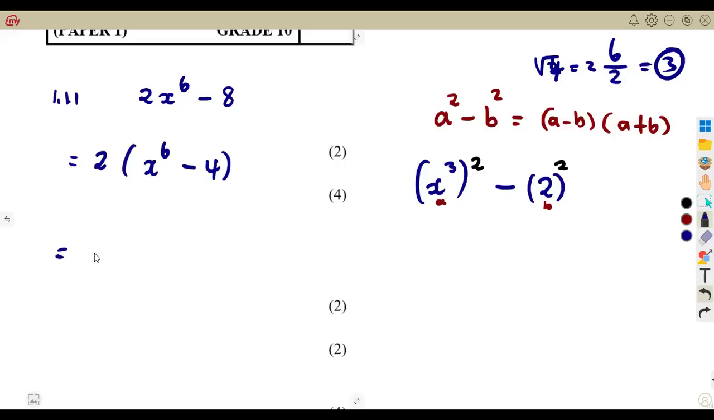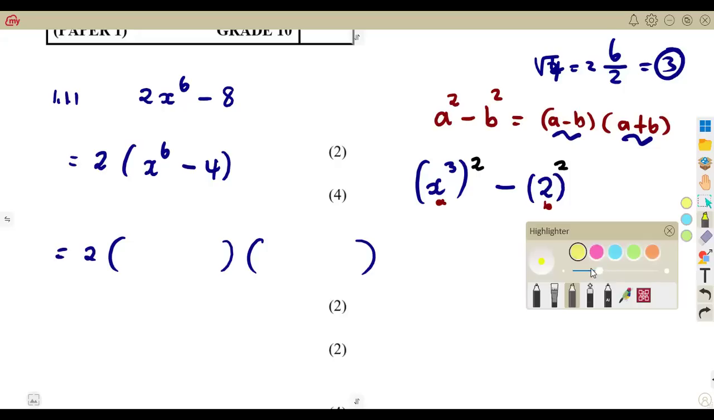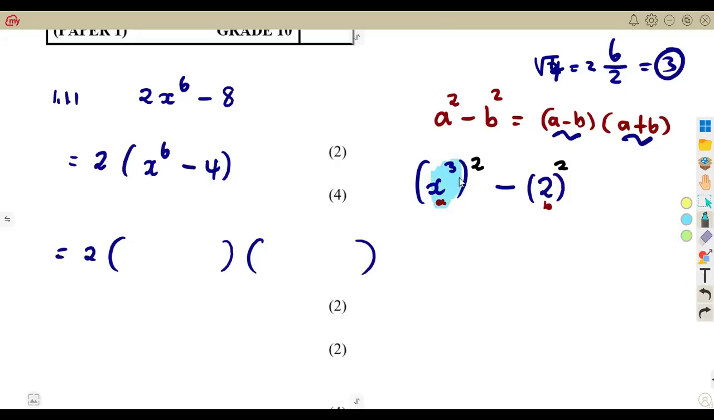So if it is true, we are going to notice that we are going to have two brackets of A minus B and A plus B. So this is our A and this is our B. All right, let me indicate this one. This is our A, the whole of this part that we are seeing here. That is your A, and this is your B.